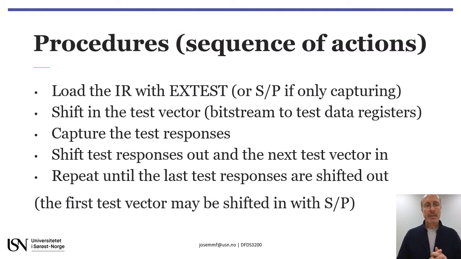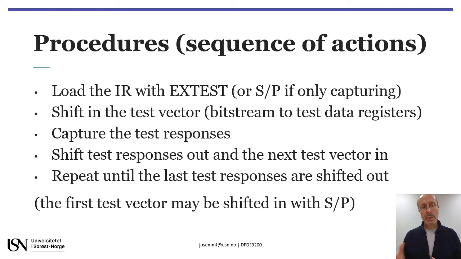The main test actions follow this sequence, which starts by setting up the required operating mode for each boundary scan device. You will normally place the devices in external test because that's the operating mode that will let you drive the test vectors through the boundary scan outputs. But you can use the sample preload mode if any given device is used only for capturing the test responses.